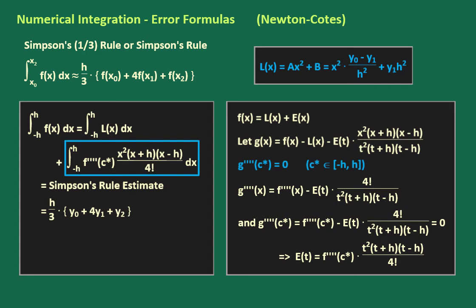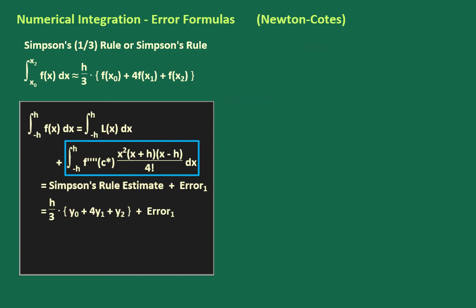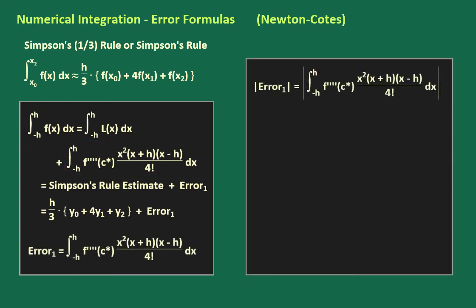This integral must be the error in the Simpson's rule estimate for the first two subintervals, that is the interval from x sub 0 to x sub 2. We designate it as error sub 1, with the subscript 1 indicating that we are using the first two subintervals. We take the absolute value of both sides and still preserve the equation. We bring the absolute value inside the integral and take the absolute value of each factor. What we get is a quantity that is at least as large as the original quantity.